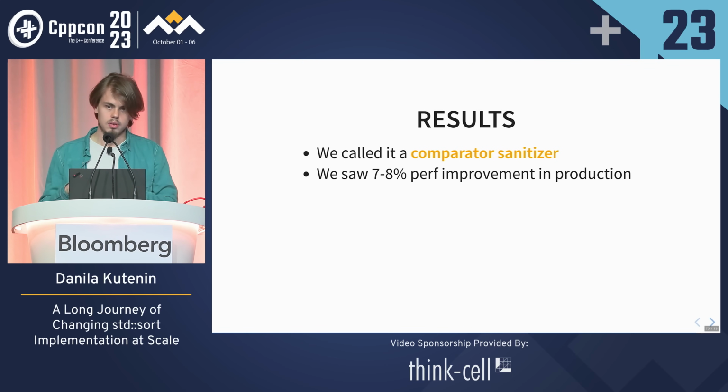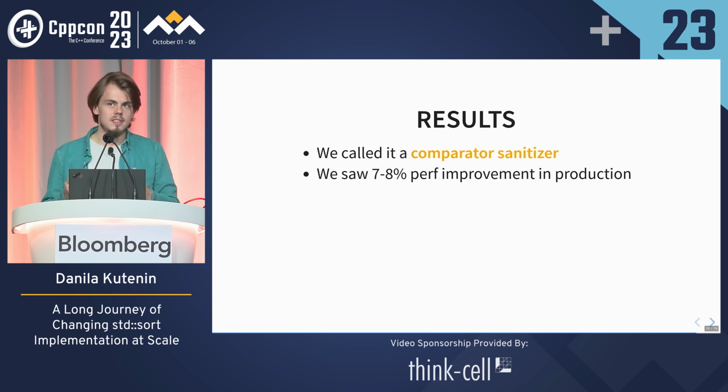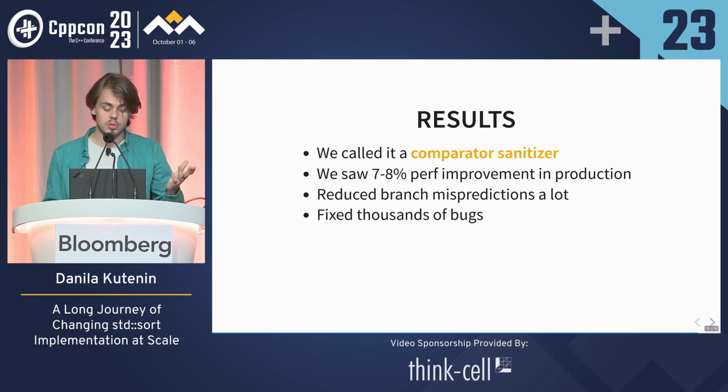We saw in production around 7 to 8% improvement, not 50 as we've seen for random sorts. For random integer sorts, well, we expected a little bit more. Okay, I'll take 7-8% improvement in sorting. It reduced a lot of branch mispredictions. We gave this branch predictor capacity to something else. Fixed literally thousands of bugs.